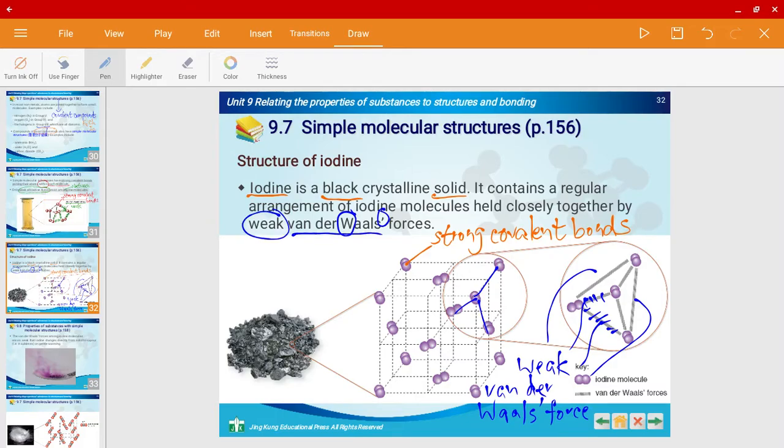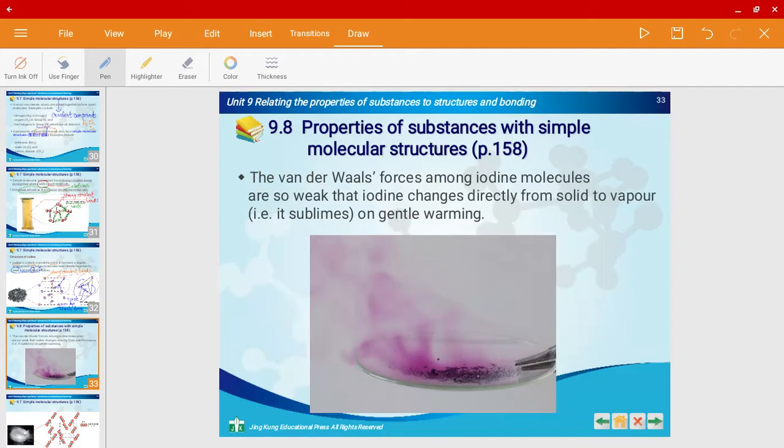Now you may ask me, sir, how weak is it? It's pretty weak, so weak that, for example, iodine at room temperature, as I mentioned, is solid. And if you just apply a very small amount of heat, it would immediately become vapor. So just a small amount of heat is enough to overcome the weak van der Waals force.